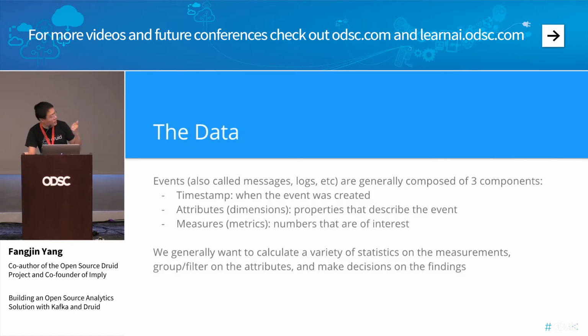And very soon, I'll show you an example of what this data looks like. The third component is something called measures or metrics. These are attributes which are generally numeric, and they're numbers that may be of interest. So you might want to be adding these numbers up or crunching some sort of statistics around them. The typical workflow with this event-oriented data is that we want to do some aggregations, calculate a variety of statistics, maybe group and filter on the attributes, and then make decisions based on the findings in the data.